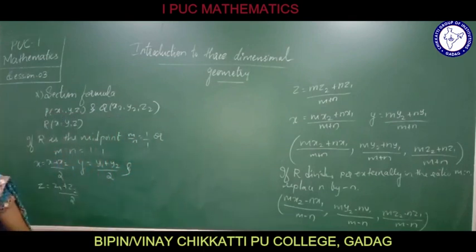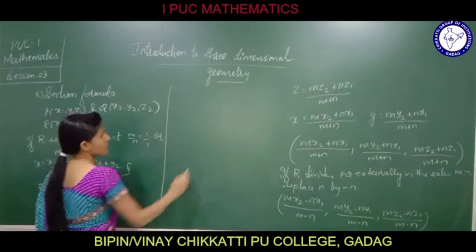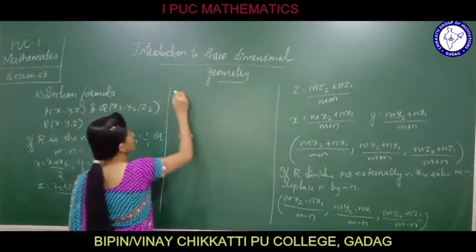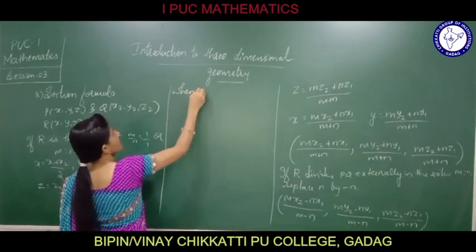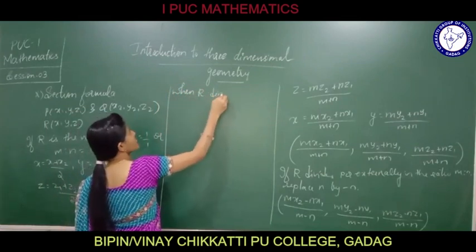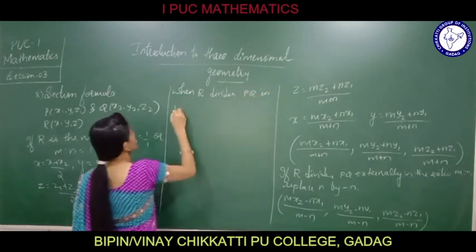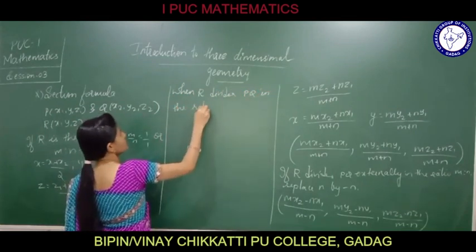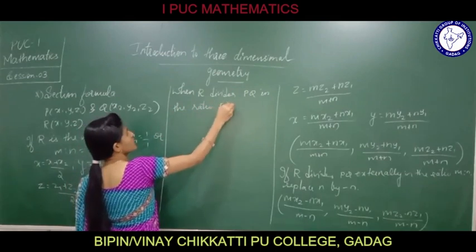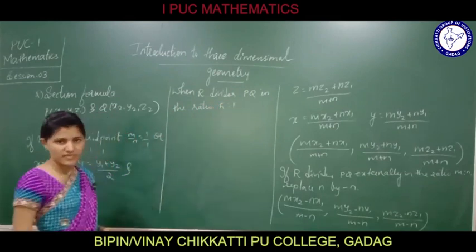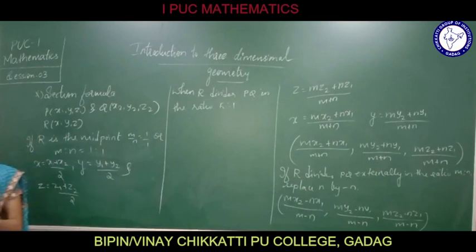What we are going to get here is, when R divides PQ in the ratio k is to 1, right? So what is going to be our formula when it is going to be in the form of k is to 1? What do we obtain?